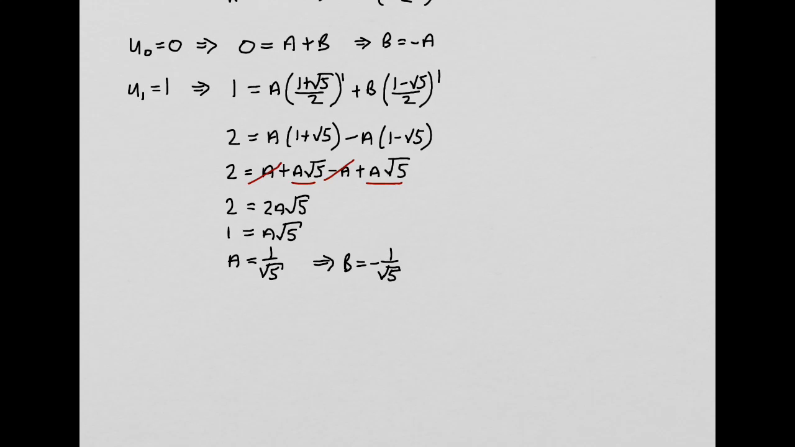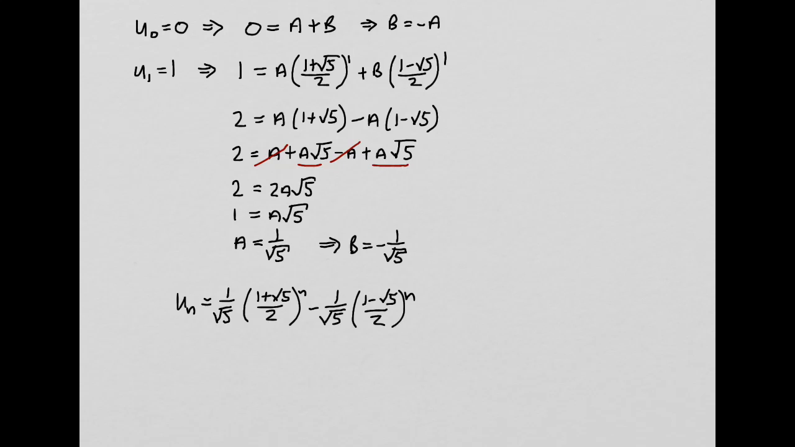And so therefore what I'll be left with is un is equal to 1 over the square root of 5, there's our value for a, times (1 plus the square root of 5 all over 2) to the power of n. And then we put in our value for b, and that bracket was minus (1 minus the square root of 5 all over 2) all to the power of n. Now you may notice that both these terms have 1 over root 5 as a common factor, so we could just factorize that out, leaving us with (1 plus the square root of 5 all over 2) to the power of n, minus (1 minus the square root of 5 all over 2) to the power of n.